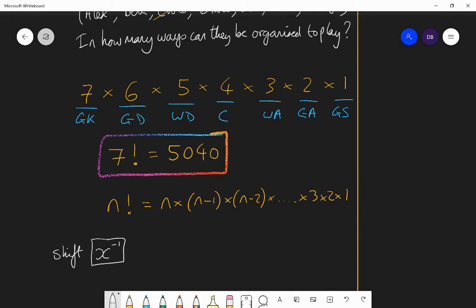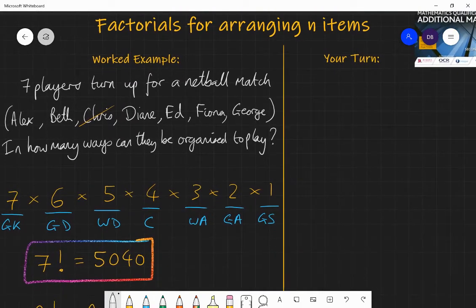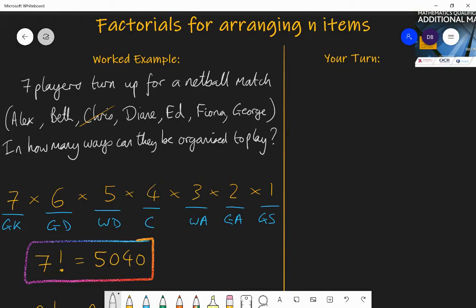So what you would press for 7 factorial is 7, then Shift, and then x to the minus 1, and then press equals, and you'll get 5,040. Okay? So, here's a question for you. By the way, we're going to do 2 worked examples and 2 your turn. The first worked example and your turn are relatively simple, and then we're going to step up the difficulty slightly. So the your turn.